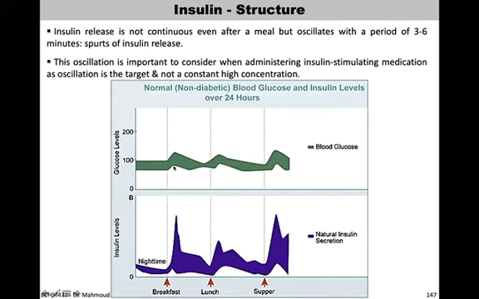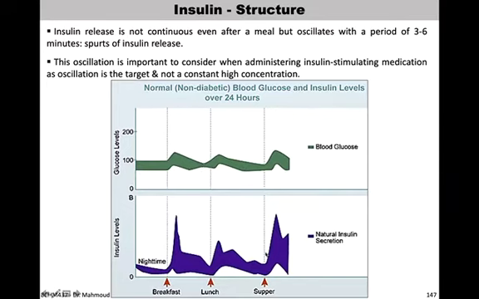You can see the blood glucose level, and this is at the same timing as the insulin concentration in blood. At the time of breakfast, with the increase of glucose due to breakfast, the insulin bursts to a high concentration and then goes back. This is what we call the oscillation. So it oscillates with the amount of glucose that enters the body.